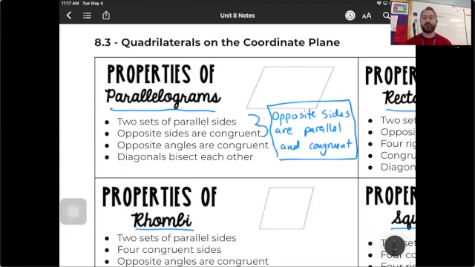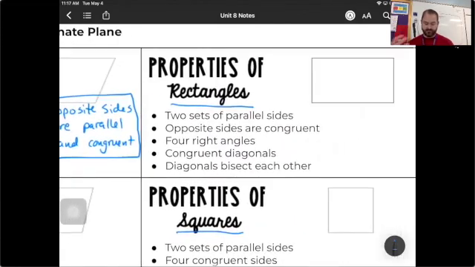Then once we further classify parallelograms, parallelograms can be split into two other classifications: rectangles and rhombus. Okay, a rectangle is a parallelogram also, so all the characteristics of parallelograms still apply, and that's what you see here in the first one. Opposite sides are parallel and congruent, but this is the main criteria we're going to look at for rectangles, and that's that there are four right angles.